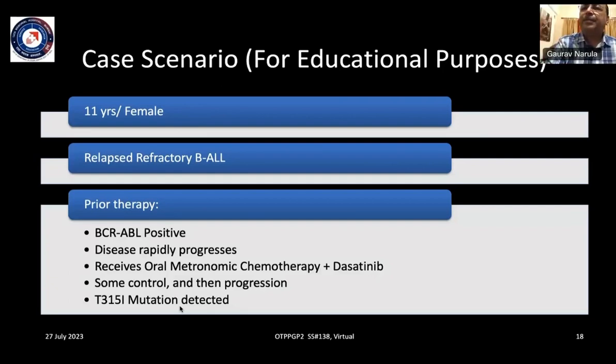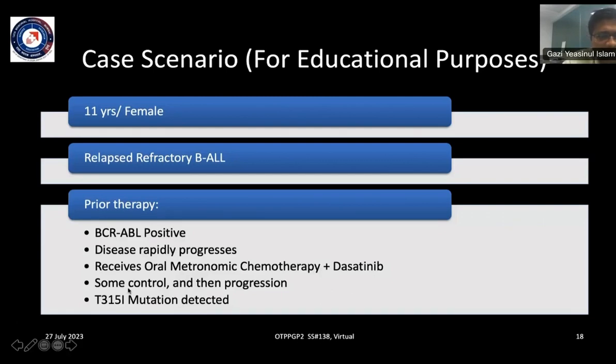Sir, can I answer? Yes, Sir, of course, Mansoor, go ahead. T315 mutation is a tyrosine kinase mutation. We use the mutation to see sensitivity to tyrosine kinase inhibitors. In this case, I think with this mutation, we have to use ponatinib.